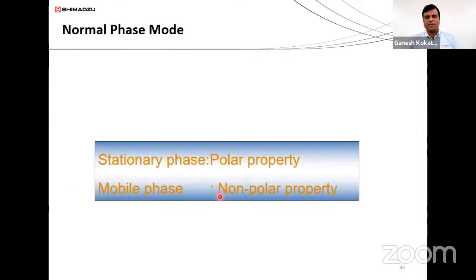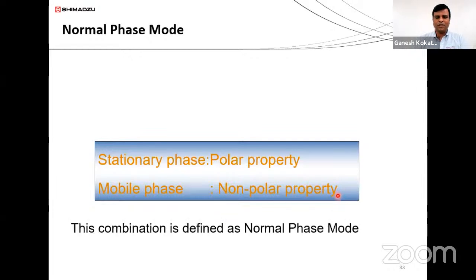For example, the stationary phase is polar in property and the mobile phase is non-polar in property. This combination we call normal phase chromatography. So the stationary phase is polar, which indicates that I'm using a polar column and a non-polar mobile phase like heptane, hexane, or other mobile phases to separate the components.